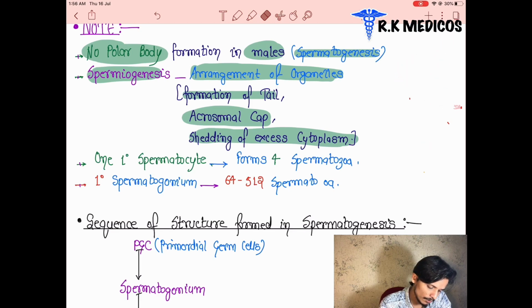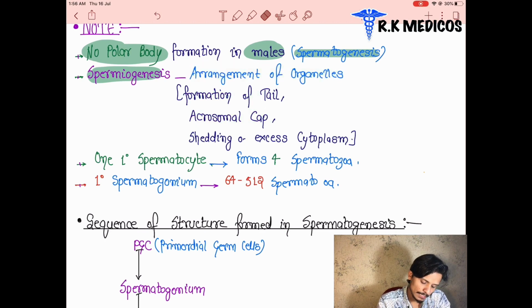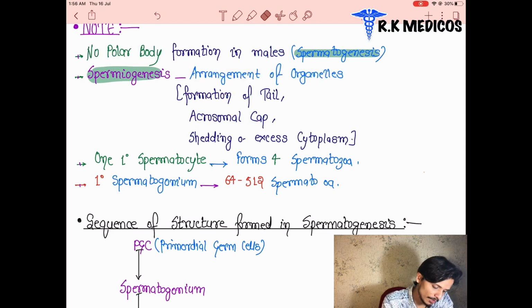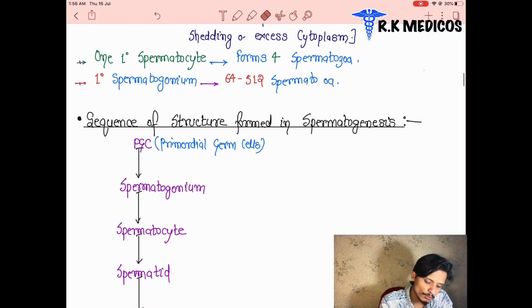Now you tell me, spermiogenesis means the arrangement of organelles inside the sperm. Next point, one primary spermatocyte gives how many spermatozoa? Four. It is true. And how many spermatids? Two. One primary spermatogonium produces how many sperm? They are 64 to 512. How does it happen? We can see.